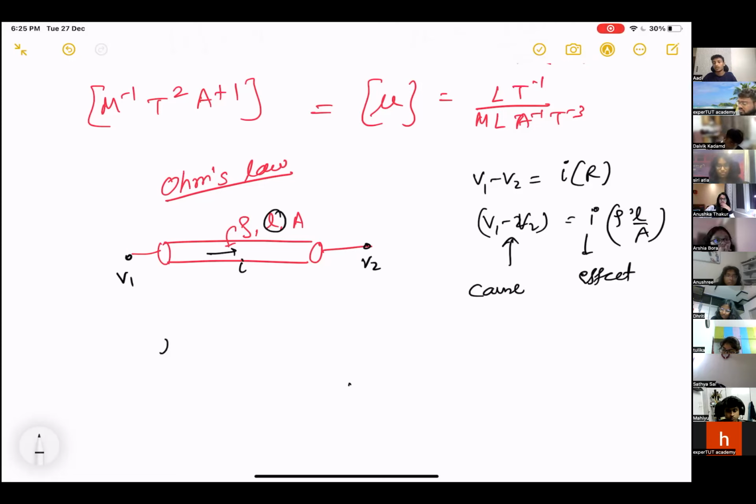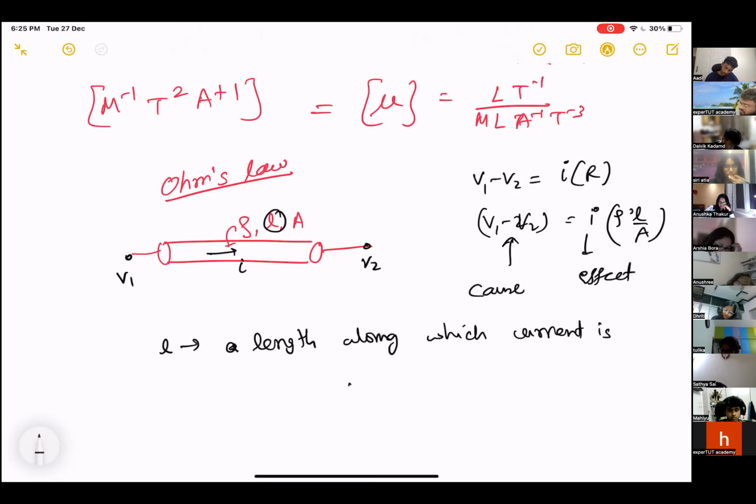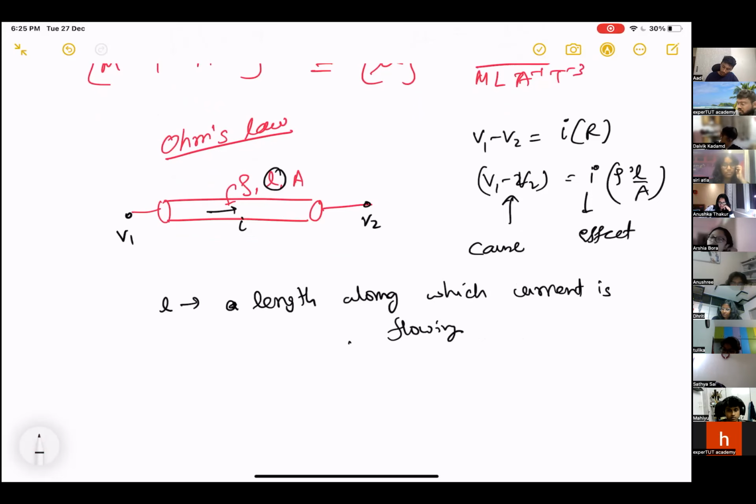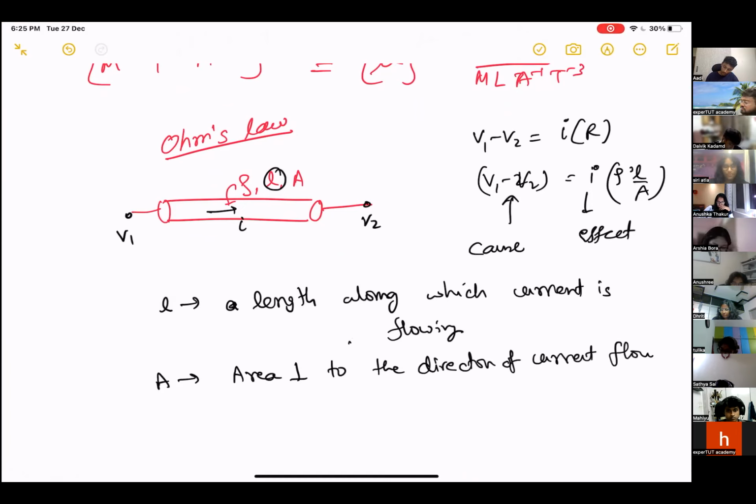L कौन सी length होती है? L is the length, लिखो, length. It is important, length along which current is flowing. ठीक है? And A कौन सा area है? A is the area perpendicular to the direction of current flow. Okay, fine.